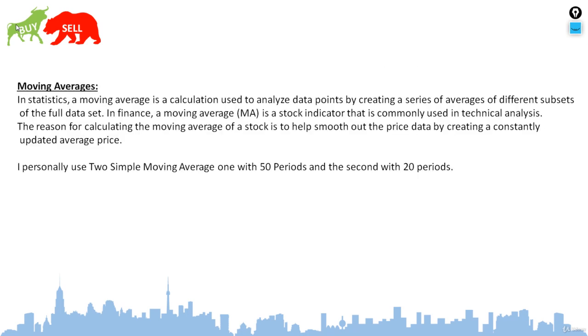In the third place, we are going to see moving averages. In statistics, a moving average is a calculation used to analyze data points by creating a series of averages of different subsets of the full data set. In finance, a moving average is a stock indicator that is commonly used in technical analysis. The reason for calculating the moving average of a stock is to help smooth out the price data by creating a constantly updated average price. I personally use two simple moving averages, one with 50 periods and the second with 20 periods.